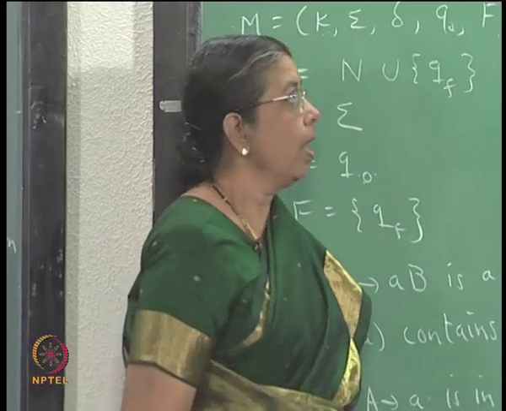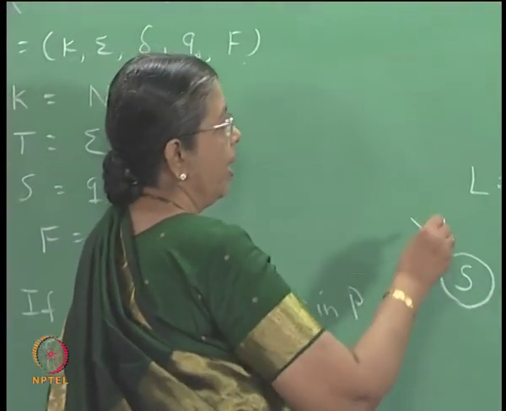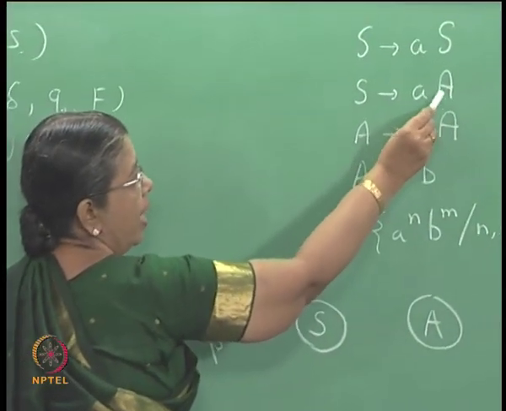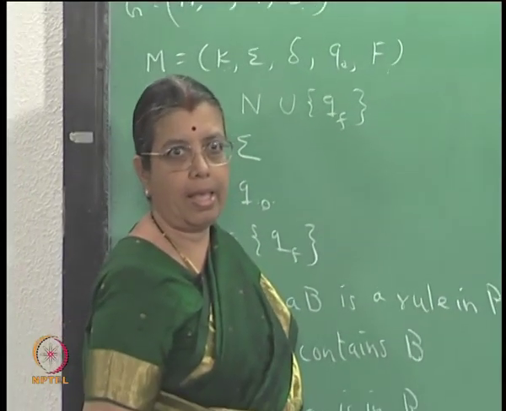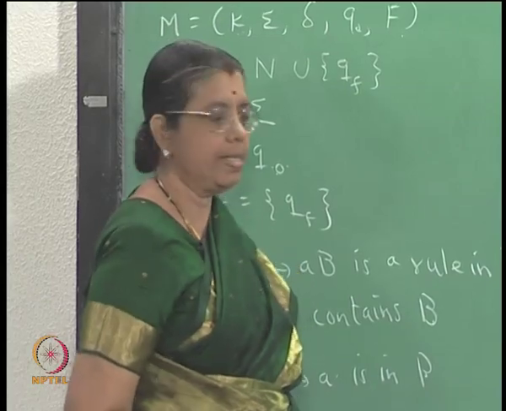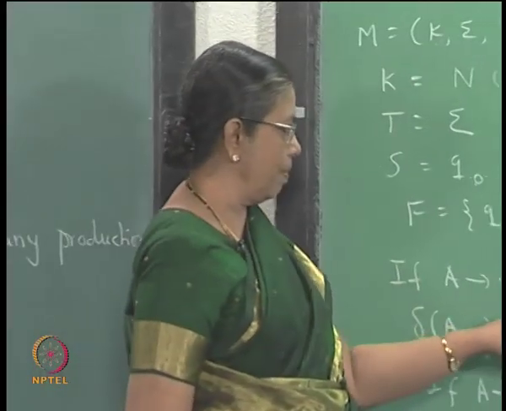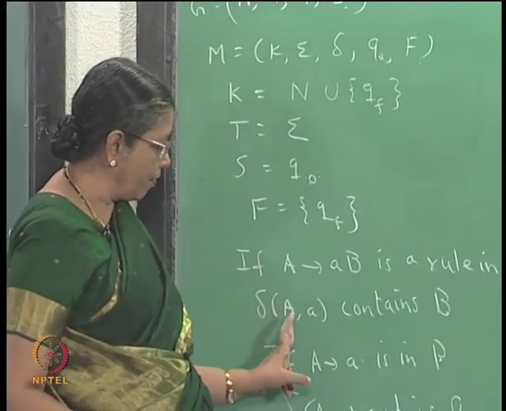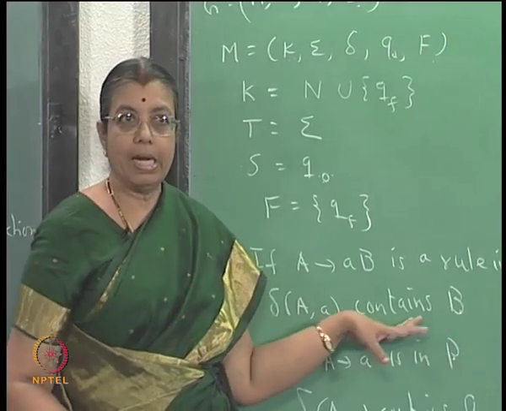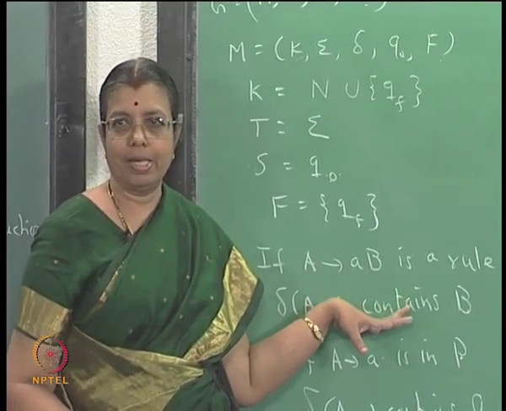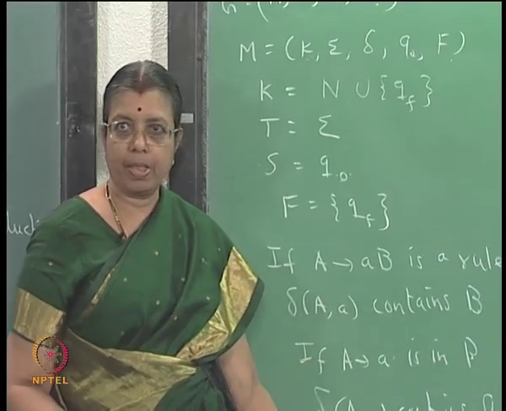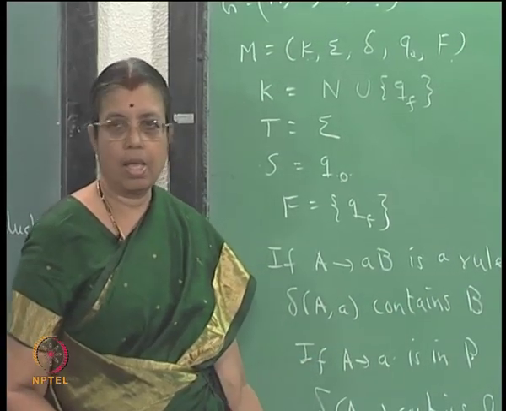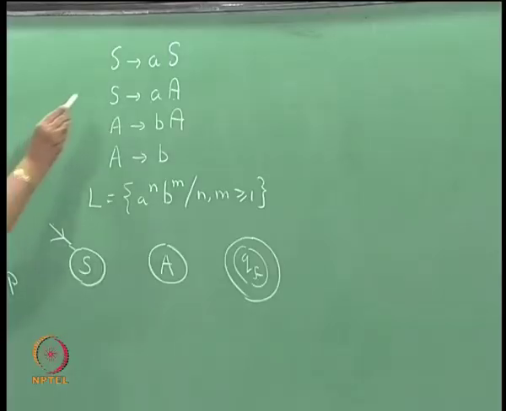Okay. Now, how do you write? If S goes to AA is a rule, delta of SA contains A, by the construction. If A goes to AB is a rule in P, delta of AA contains B. It is not equal to B, because it is non-deterministic, we write it as delta of AA contains B.